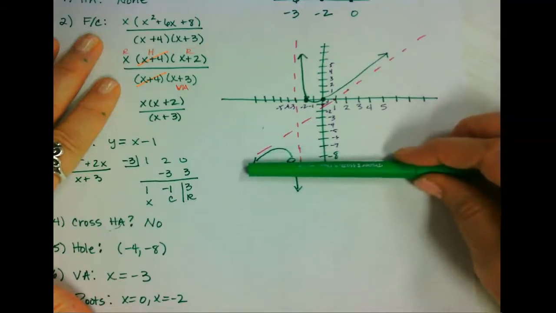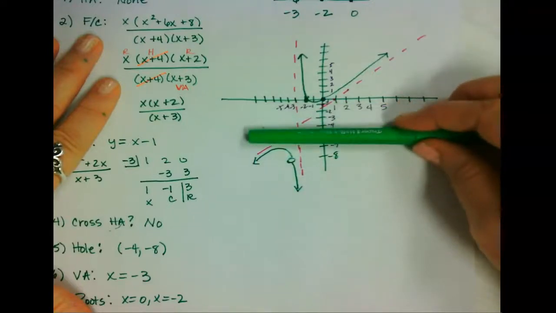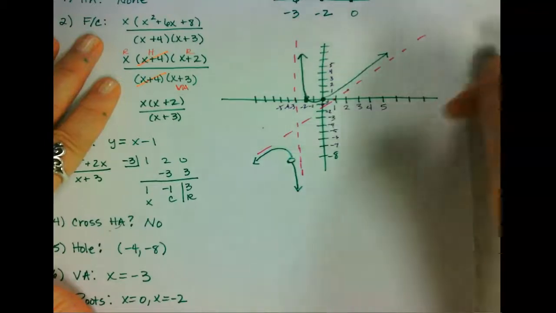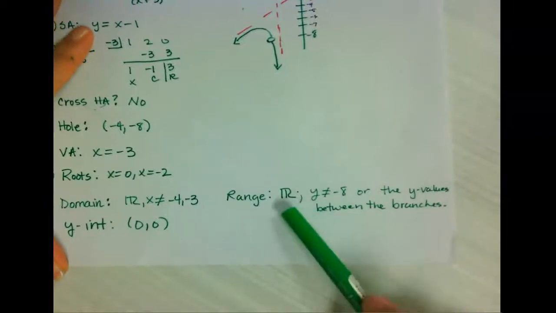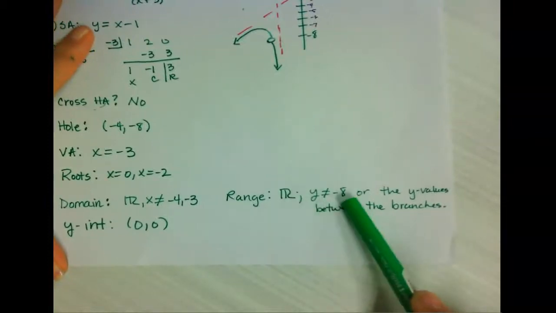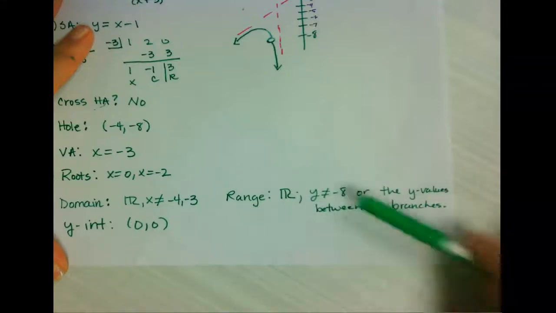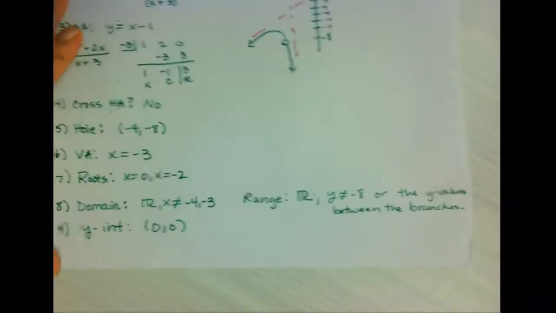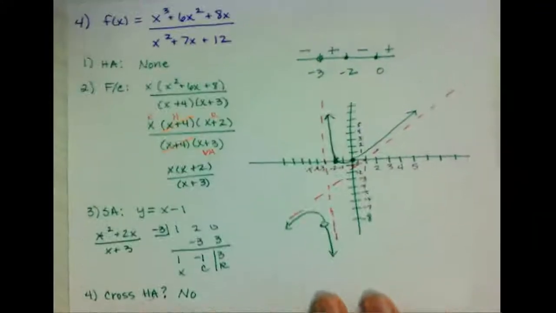So I need the y value of the hole, which was at -8. And then I've got to recognize in my range that I'm missing these values. I just don't know how to calculate those values yet, because you need different skills to do that. So this is the way I would write it. All real numbers, the y can't be -8, or the y values between the branches. So it's going to look a little different. It's not going to be solely in notation right now, because you need a little more information to be able to do that. So that's everything when it comes to a rational graph, and this number 4 I think pretty much had most everything on it.